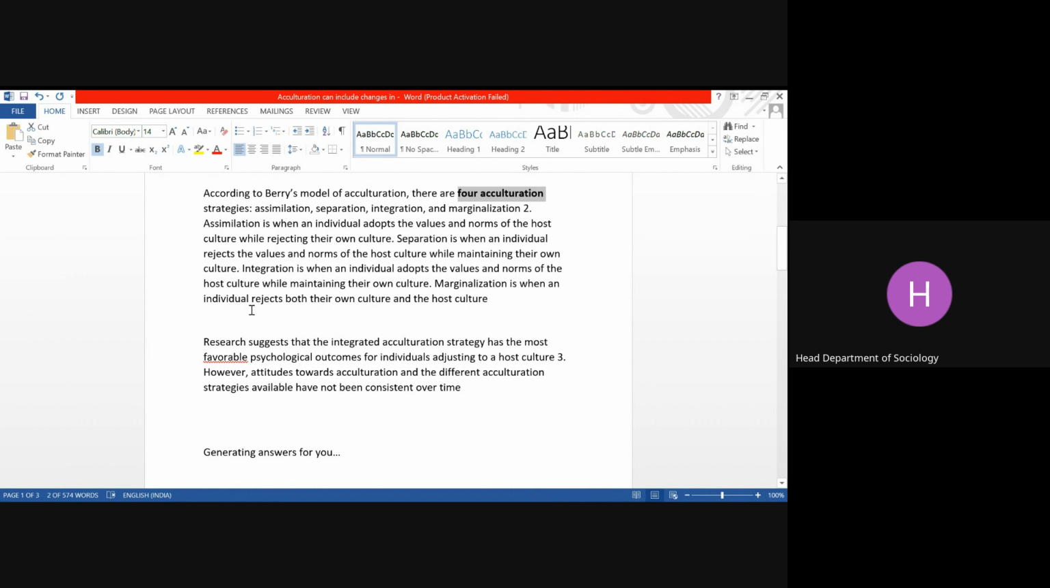Marginalization is when an individual rejects both their own culture and the host culture. This is called marginalized. Research suggests that integration acculturation strategies have the most favorable psychological outcomes for individuals adjusting to the host culture. So most of the people will get adjusted to the host culture. Host culture is nothing but wherever the people go, they try to adapt to their culture so that they can live happily. However, attitudes towards acculturation and the different acculturation strategies available have not been consistent.